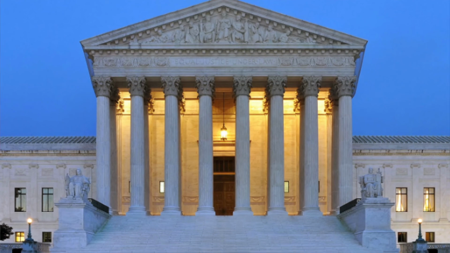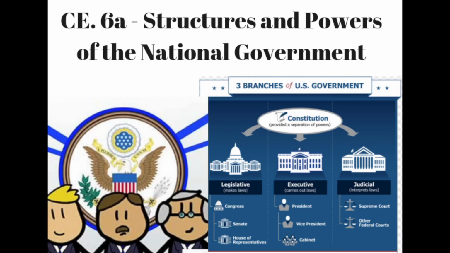Got it? Good. That breaks down the structures and the powers of the national government.